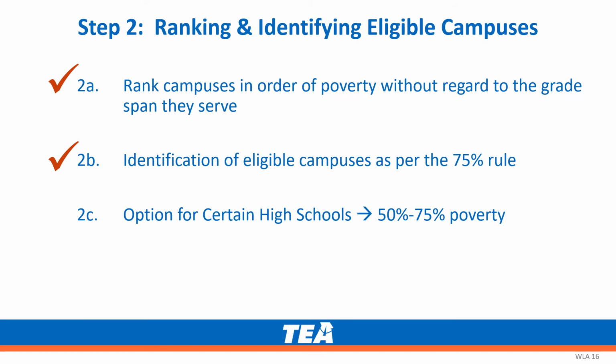After an LEA has ranked all of its campuses by percentage of poverty and identified campuses with a poverty percent above 75%, if funds remain, an LEA may choose to serve high schools with a poverty percentage between 50% and 75% in rank order of poverty. The implementation of this option occurs before serving any other grade span.